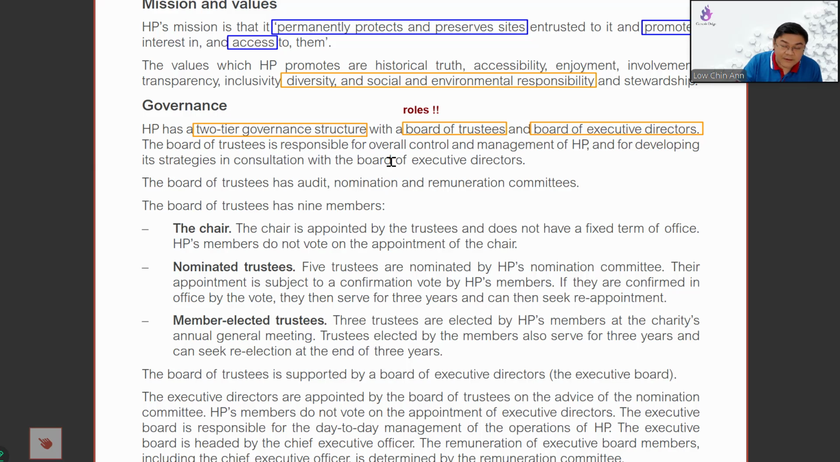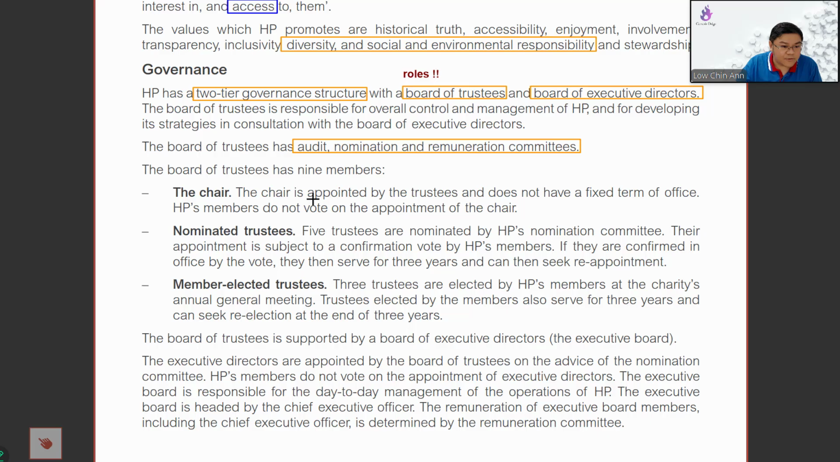For example, if you want to ask for a government grant, it's usually the board of trustees that will be the principal conduit to speak to the government representatives. They are the ones responsible for human resources, like appointing the executive directors and so on. So there's a lot more. Please do read up before you walk into the exam. Okay. The board of trustees has an audit, nomination, and remuneration committee.